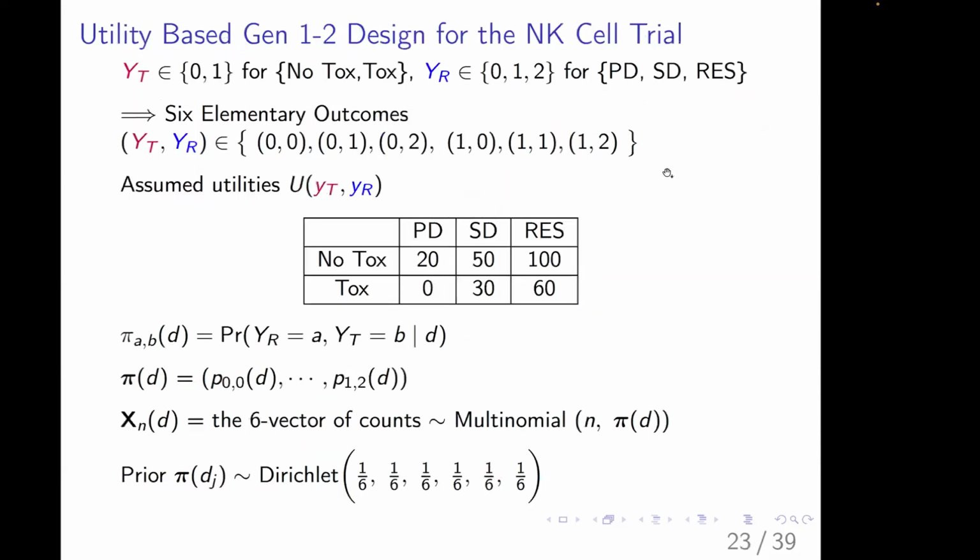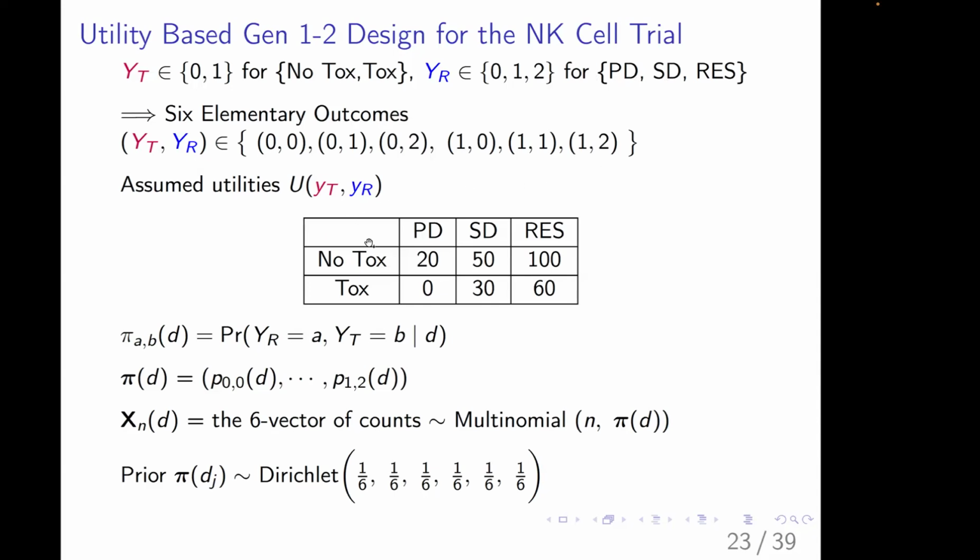So now here's a utility-based Gen 1/2 design for the natural killer cell trial. And so here, toxicity occurs or it doesn't, but response is scored as a 3-level ordinal variable: progressive disease, stable disease, response. So RES is really CR or PR. So there, 2 times 3 is 6. You have 6 elementary outcomes.